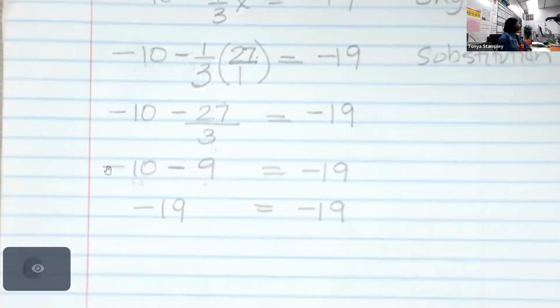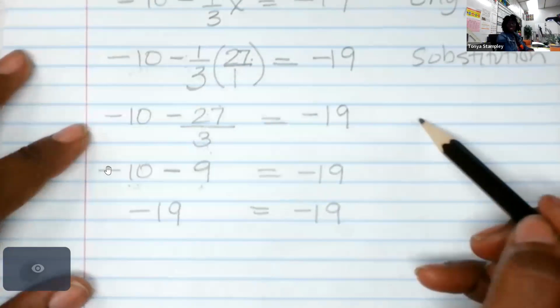Is that a true statement? Yes. So that tells me what? That my solution is -19? No. What does it tell me? That x equals 27 is the correct solution. Are y'all with me? Everybody follow? All right, let's justify these lines.